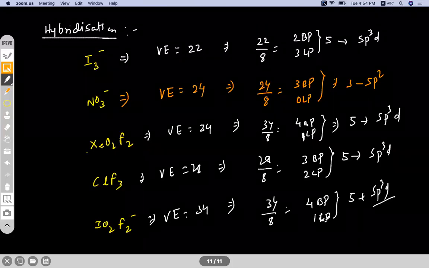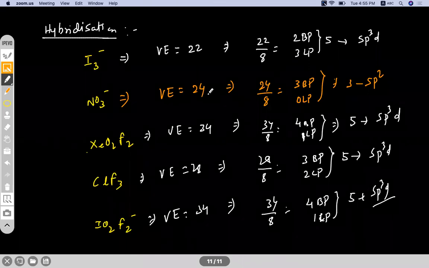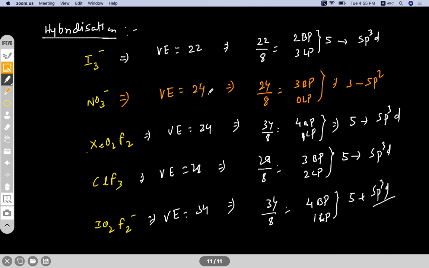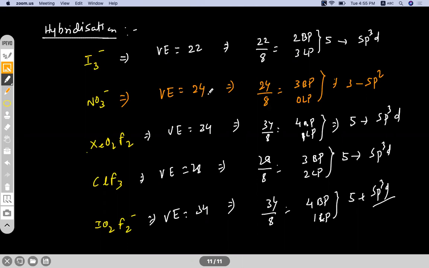Second one, NO3 minus it is. So nitrogen has 5 electrons. Oxygen has 6, right? 6 into 3, 18 plus 5, 23. And since negative charge is there, so 23 plus 1, 24. 24 divided by 8 is 3 bond pair and 0 lone pair. Steric number is 3, hybridization sp2. Yes, Prakul, understood. No, valence electron we need to take, so it should be 5.